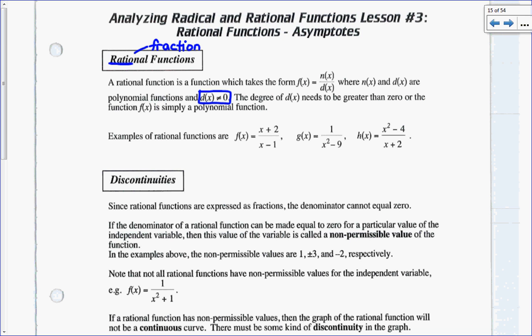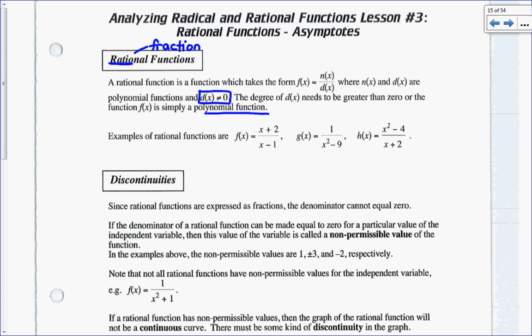The degree of d(x), your denominator, needs to be greater than 0, because if you had a denominator that had x to the 0, that's really just 1, which means you would have no x's in the denominator, which means you would no longer have a rational function, a function that has a polynomial in the numerator and the denominator. You would just simply have a polynomial function, okay? So it wouldn't be a ratio anymore of polynomial functions.